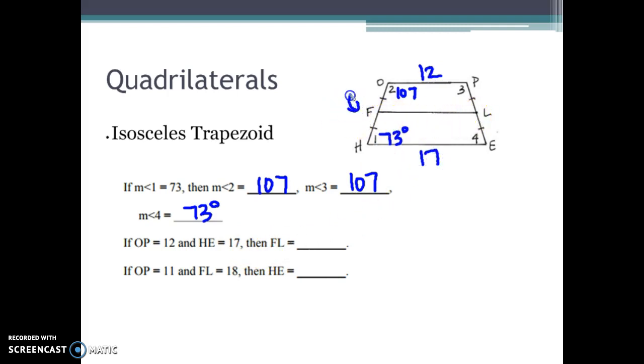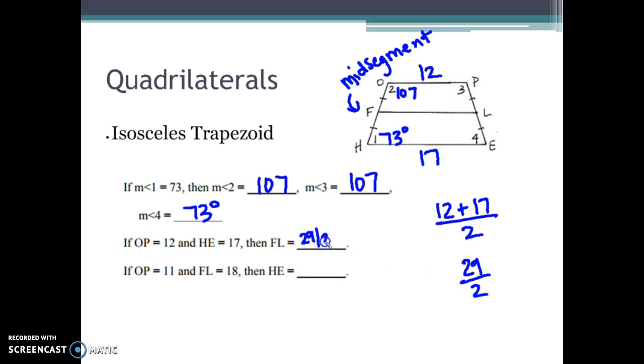Now this FL, that's the midsegment, because of these dashes, it tells me it connects the midpoints. So this is our midsegment, and to find the midsegment, we find the average of our two bases. So we would do 17 and 12 divided by 2. Well, 17 plus 12 is 29, and 29 over 2 we can't simplify. So you can say 29 over 2 or 14.5.